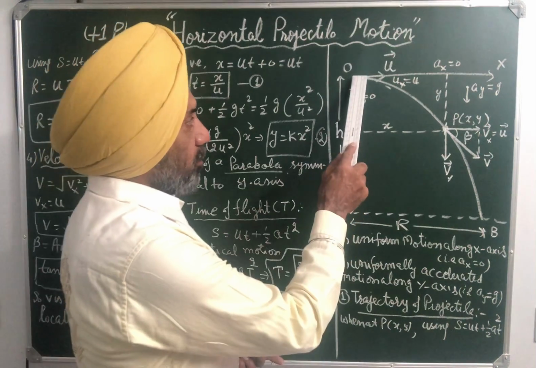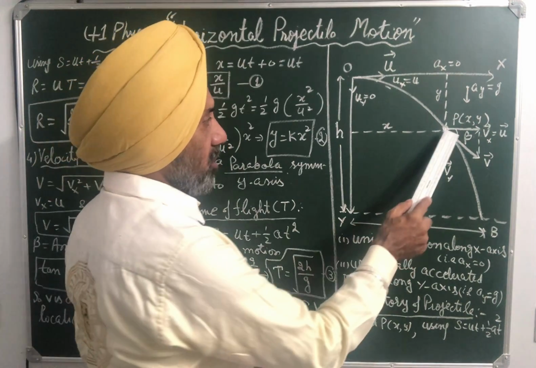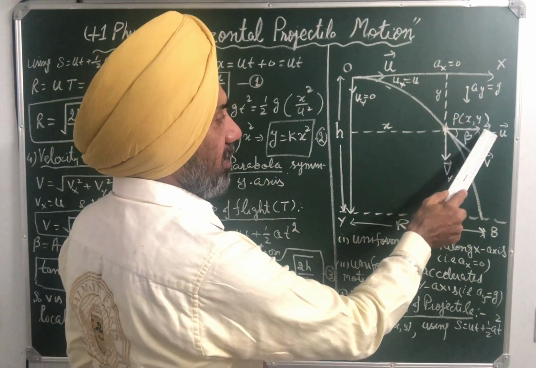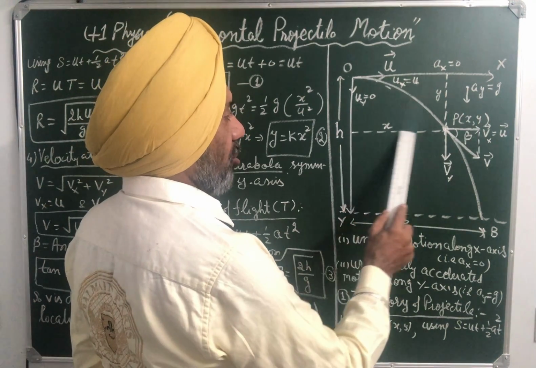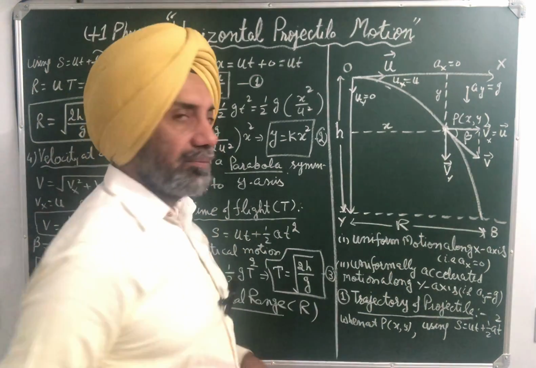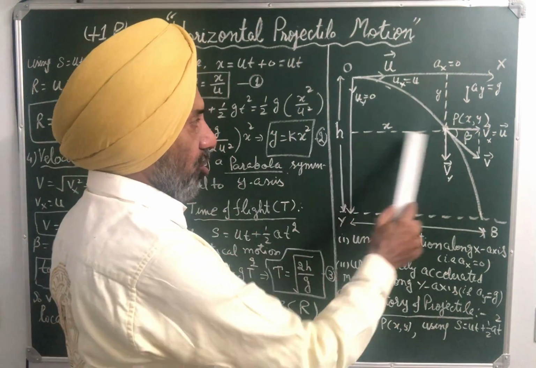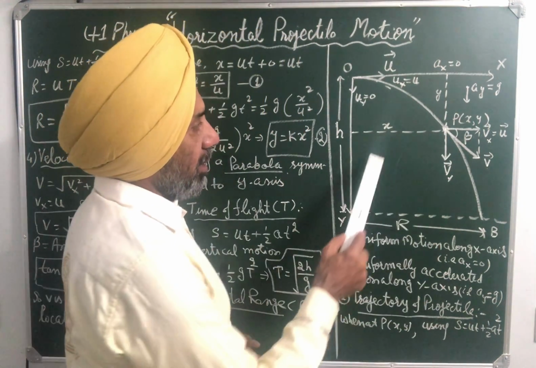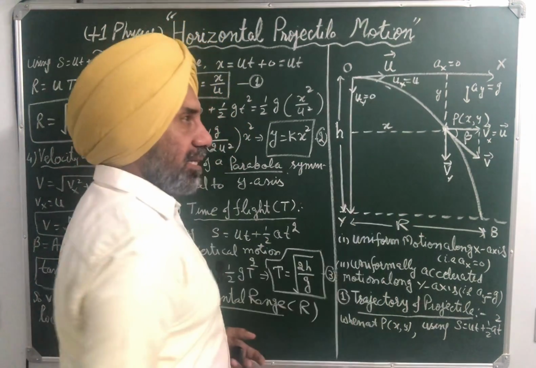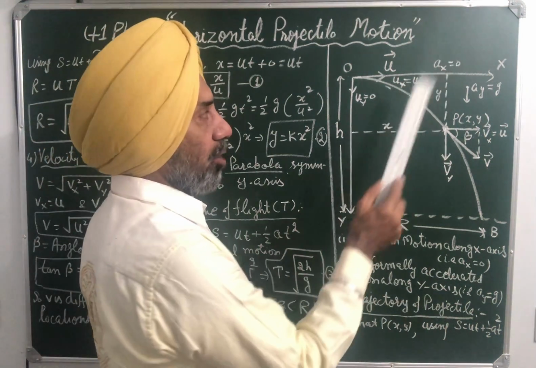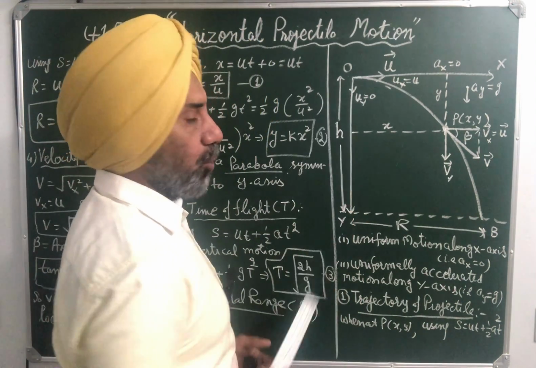Now suppose it follows the path OPB, and suppose it is at P at any instant t, and the coordinates of P are x and y. It covers horizontal distance x and vertical distance y, because when the projectile moves forward it covers horizontal as well as vertical distance. Then at point O, the velocity along the x-axis is u, that is, the component ux is equal to u only, and the component of velocity in the vertical downward direction is 0 at the initial point O.